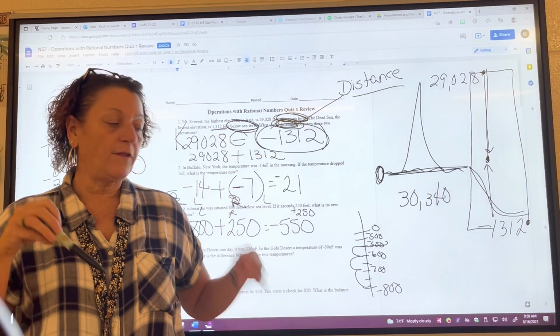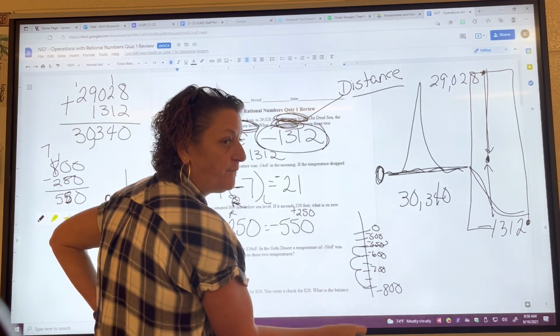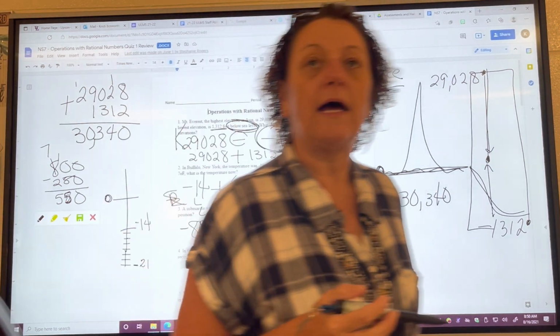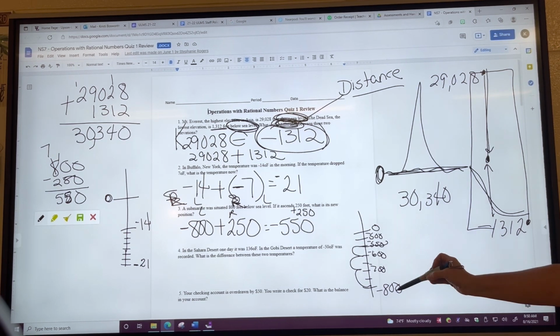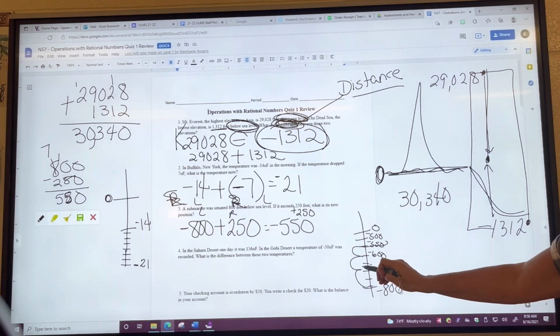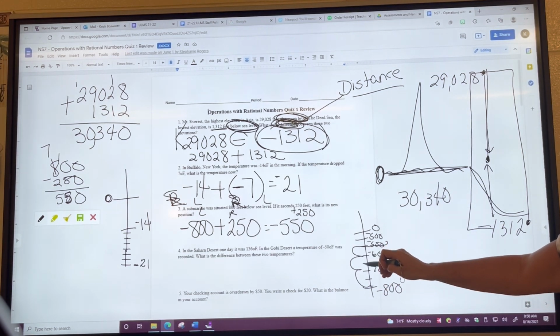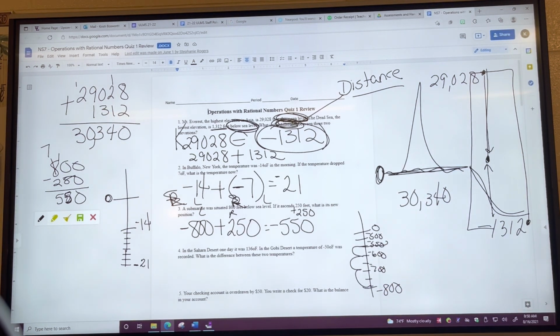If you think about it on the number line, or if you think about it number line wise. Why are you shaking your head? And it went up 250 feet. I went up from 800 to 700 is 100. 700 to 600 is another 100. And then another 50 is at negative 550.